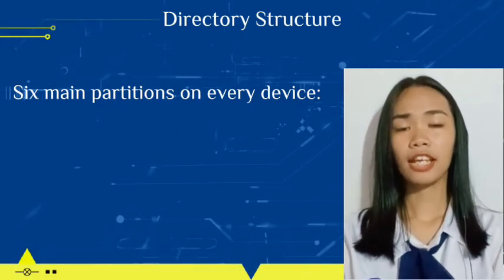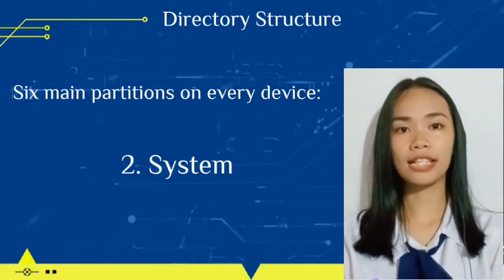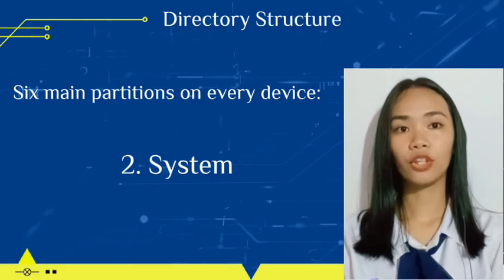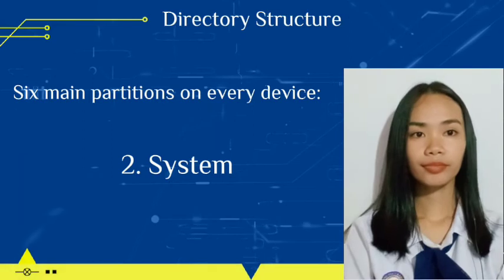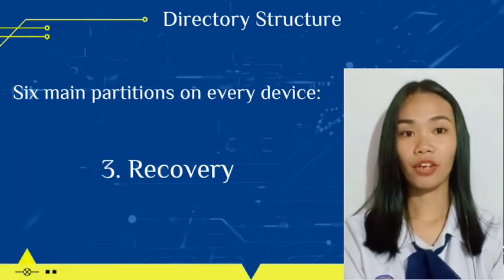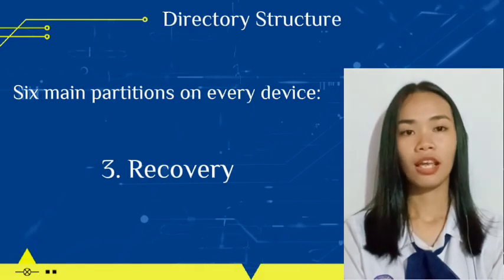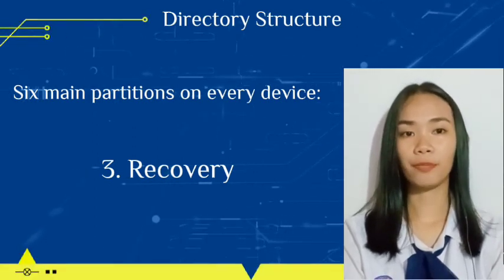The second partition is system. The system partition houses the operating system files, also known as the ROM, which includes the Android UI and other pre-installed applications. The third partition is recovery, an alternative option to booting into the OS. The recovery software can allow the user to back up and restore other partitions.